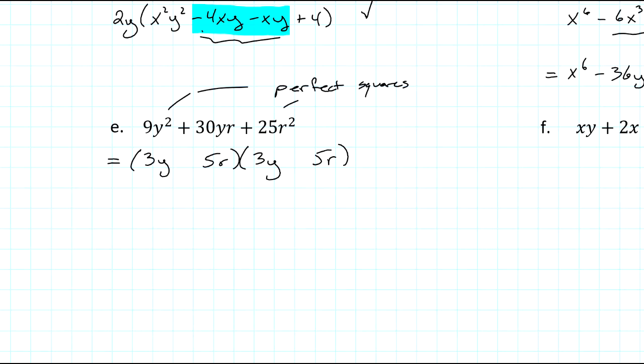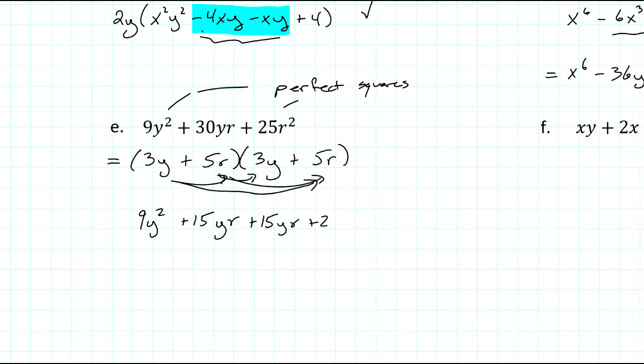And we want these to add to a positive 30, so I'll try a plus for both of these. So that gives us a 9y squared for the firsts, and then the outsides would give us a plus 15yr, stick with the same order as the original problem, and then a plus 15yr and then a plus 25r squared. These do add up to 30yr, so we're good. That is the correct factorization. And none of that's going to factor any further. No GCFs, no squares or anything to be able to factor.